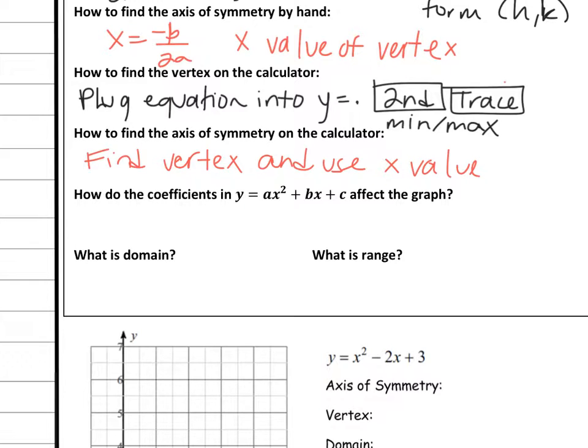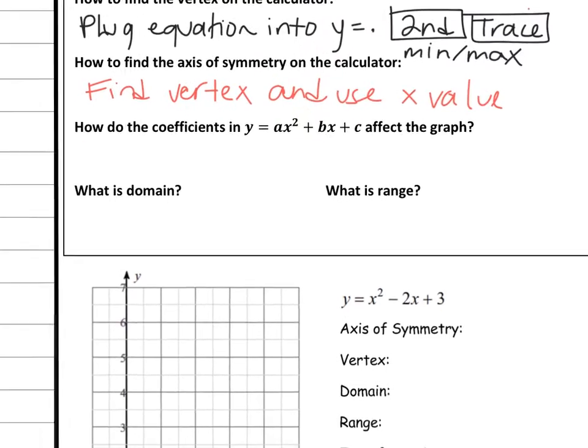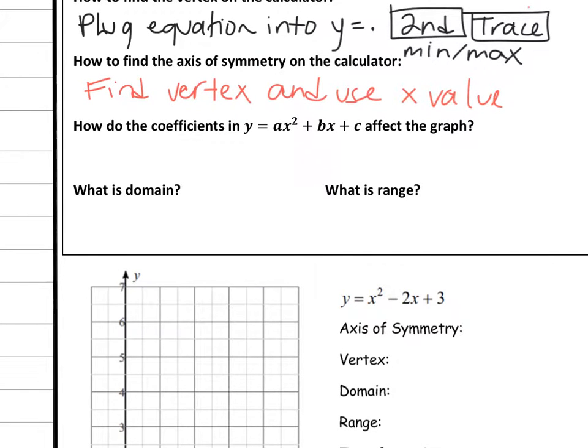Okay, coefficients and how they affect the graph. We mainly just talked about the a value and the c value. The a value affects the width. Oh, sorry, let's start with this. If a is greater than 0, it opens up. If a is less than 0, it opens down.